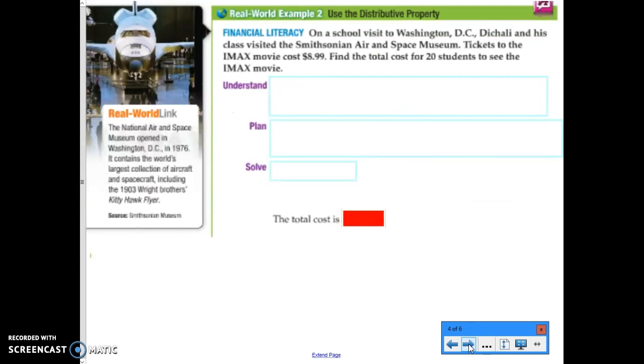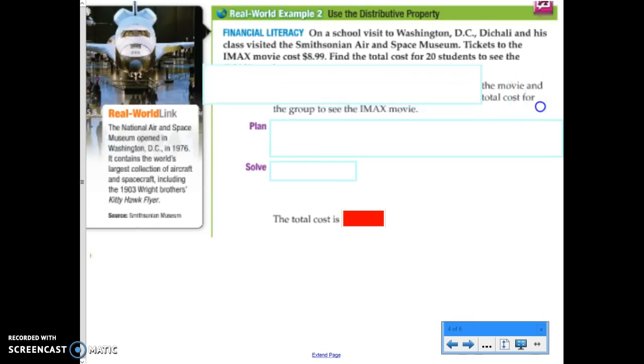All right, so on this page here, we're just going to use the distributive property. Understand that solving this problem, there's more than one way to do it. But because this lesson focuses primarily on distributive property, I want you to use the distributive property and think of how you can set up an equation and then solve for the total cost of the movie. So it says, on a school visit to Washington, D.C., Dishali and his class visited the Smithsonian Air and Space Museum. Tickets to the IMAX movie cost $8.99. Find the total cost for 20 students to see the IMAX movie.